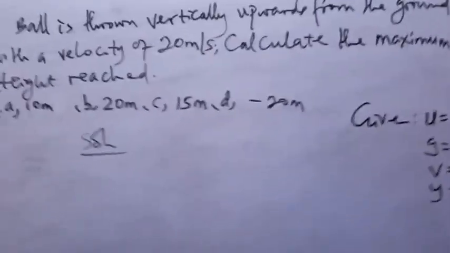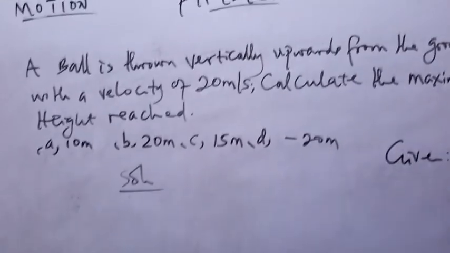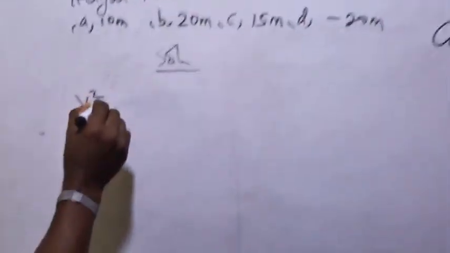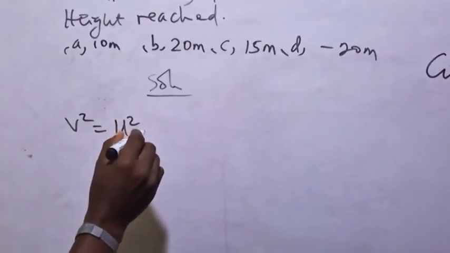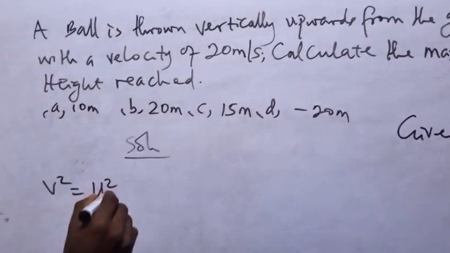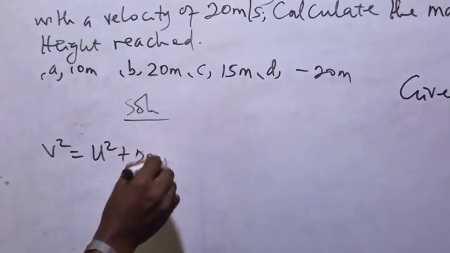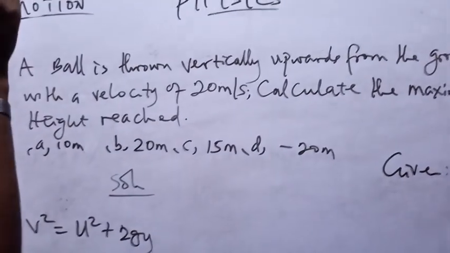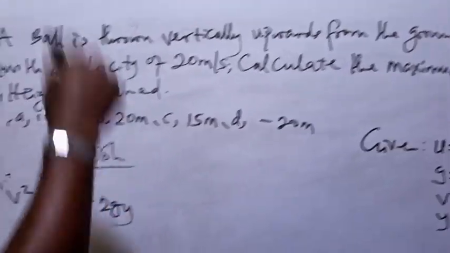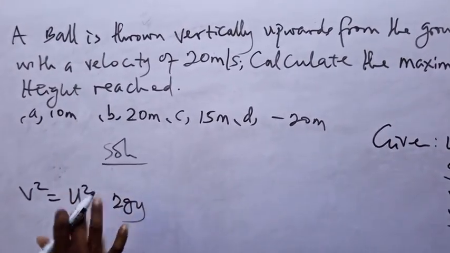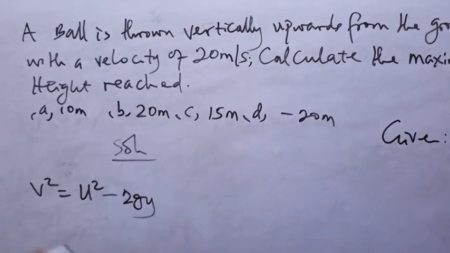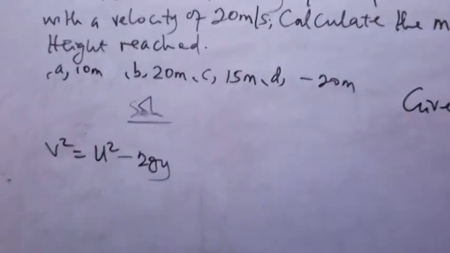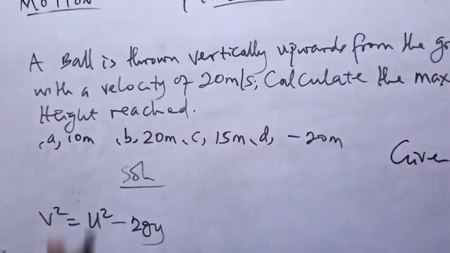Now, from the equation of motion for vertical motion, we have that v squared equals u squared. Remember, if you watched the video, it's supposed to be plus 2gy. That is possible if the body was coming from up to down. Now it's going against gravity, so it's no longer plus, it's now minus. If you eventually solve it with plus, the answer will not be the same, and by that we'll be failing it. So because it's going against gravity, it's negative.